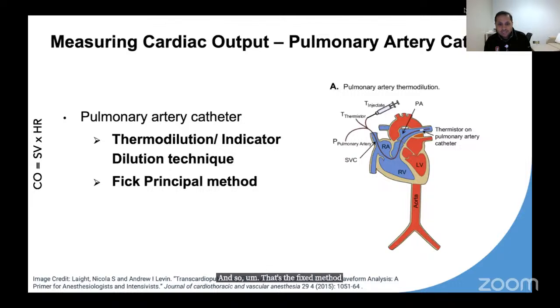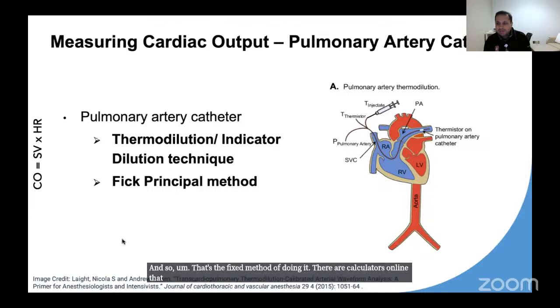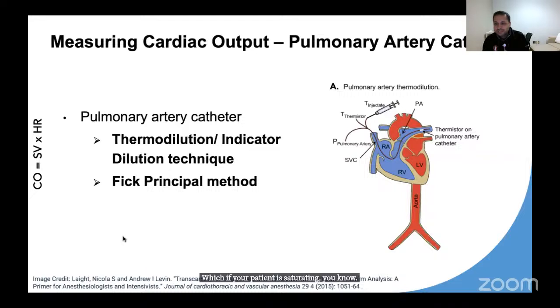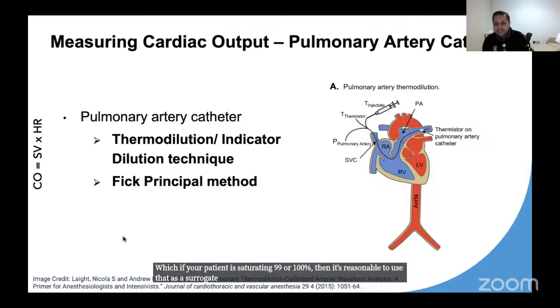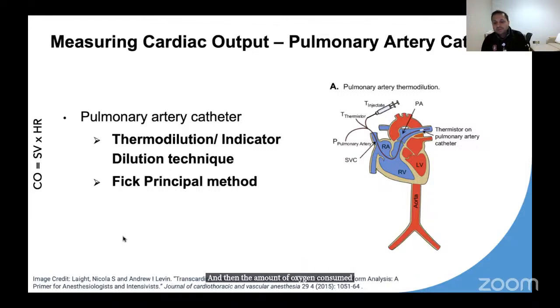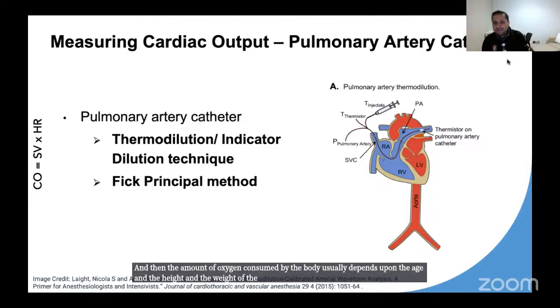There are calculators online that you can use if you have a mixed venous saturation from the pulmonary artery catheter and an arterial saturation of oxygen, which, if your patient is saturating 99 or 100%, then it's reasonable to use that as a surrogate if you don't have an arterial blood gas. And then the amount of oxygen consumed by the body usually depends upon the age, height, and weight of the patient. So calculators can calculate the estimated cardiac output if we plug these numbers in. That's great.